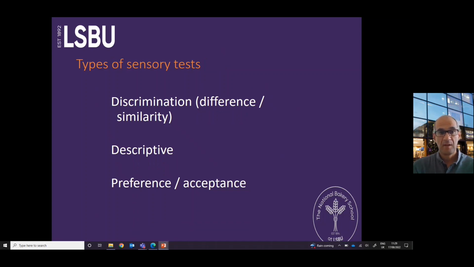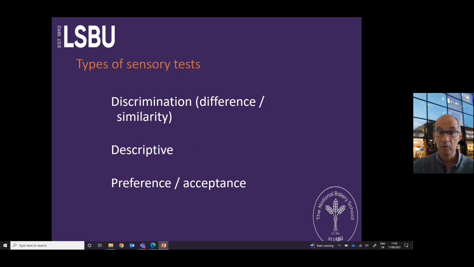So there are different types of sensory tests that we can do. We distinguish them depending on whether people are trained or not. Usually when we have a small amount of training, that's for discrimination. So we're asking people whether they can tell the difference between two products, or whether they can't tell the difference. That's a difference or similarity test. So you may have products A and B, and we give people A, A and B, so 3 products, and they have to identify the odd one out.